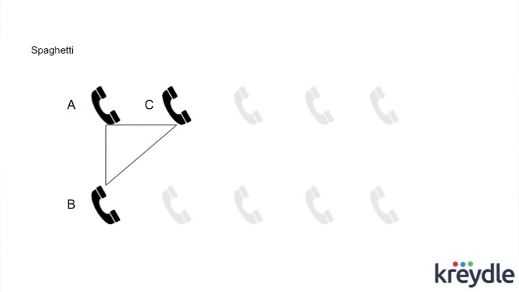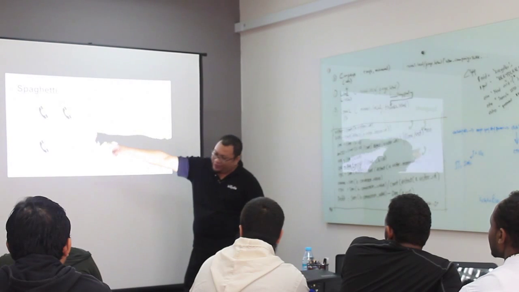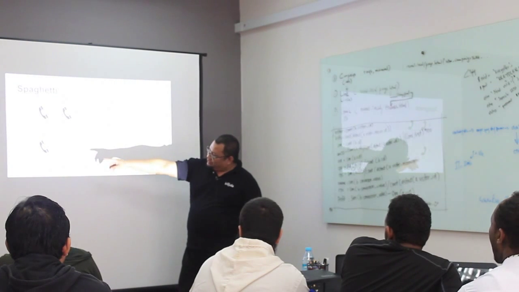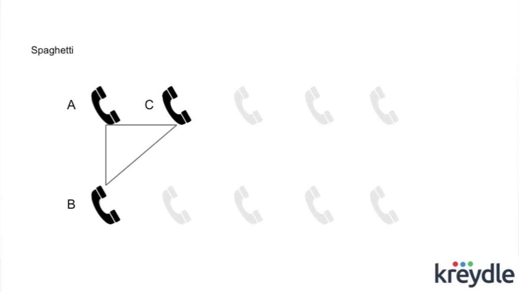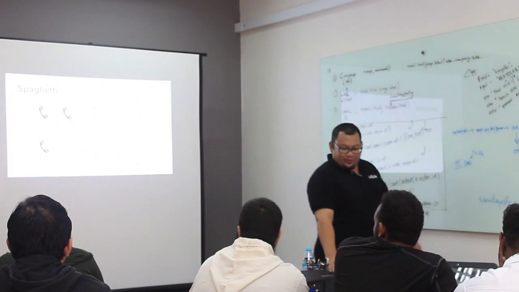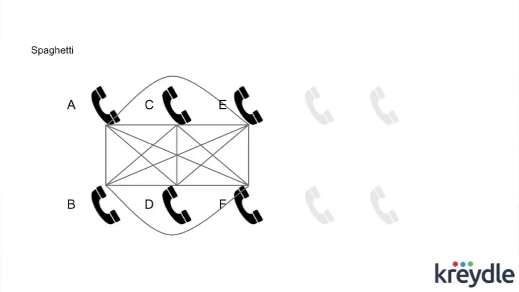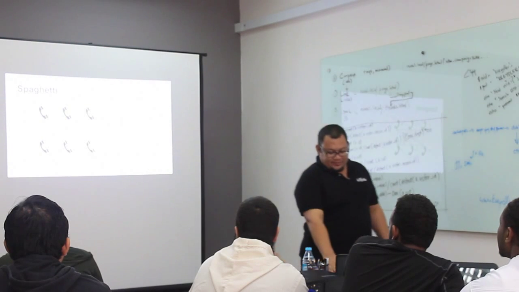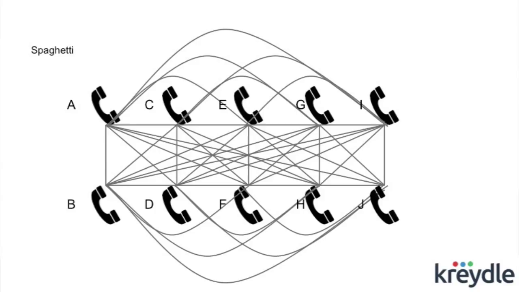From telephone A, let's say we want to call telephone B, we need one line. Telephone B wants to call telephone C, one line. And C wants to connect to A also, one line. So each telephone must be connected. We add three more, so we have six phones. How do we connect each phone? B goes to F, F goes to D, D goes to C, and so on. We add several more, and things become complex.